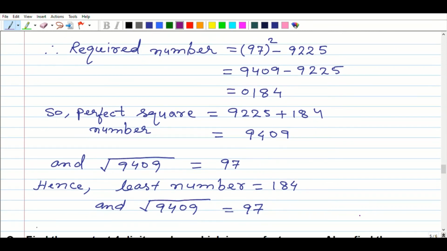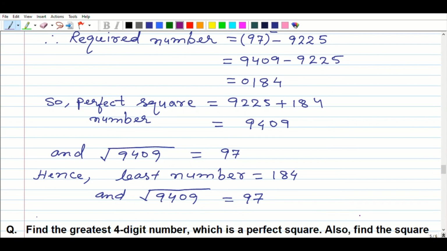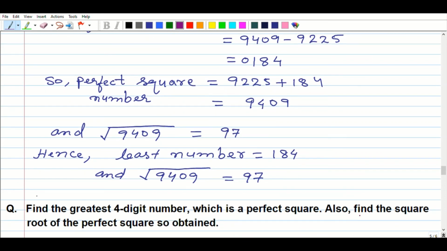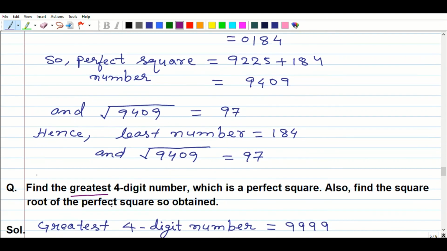Next, sometimes such type of question will be asked at academic level, so it is required to know that, right? Find the greatest 4-digit number. Let's see here, greatest, keep in mind, right? So first of all we write the greatest 4-digit number.